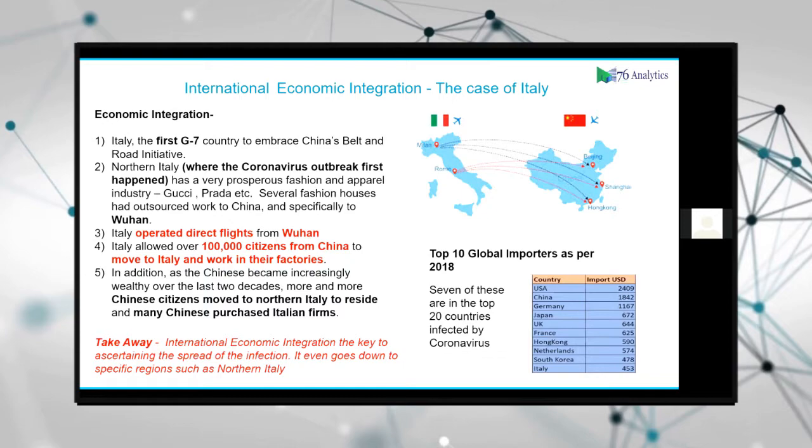communication. So let's take the case of Italy, which became the first epicenter in Europe. It had very close ties with China, to the extent that there were direct flights from northern Italy to Wuhan. The people to people connections were very strong. Almost over a lakh citizens from China moved to Italy to work in their factories. There was Chinese ownership of Italian firms. So economic integration was, in a way, a trigger that helped the faster spread.